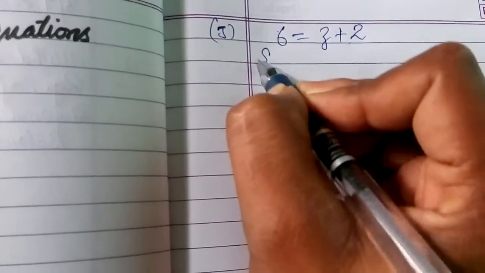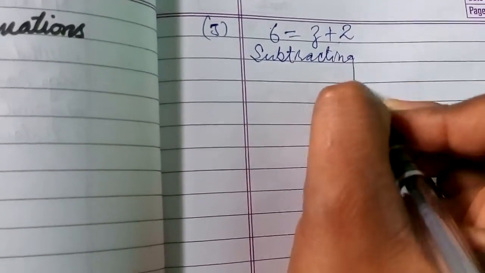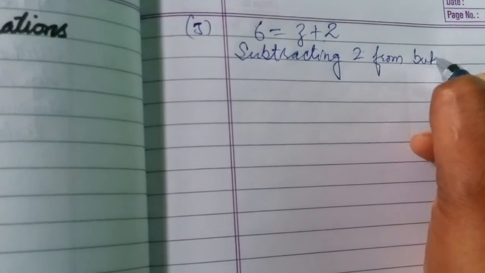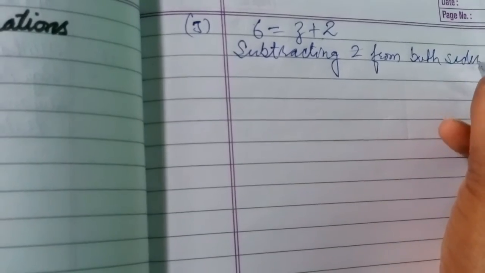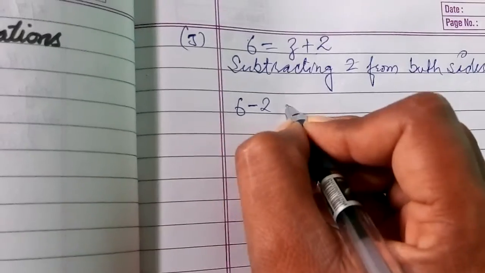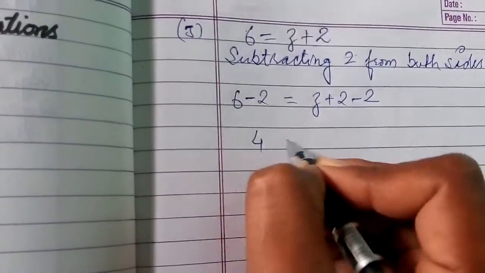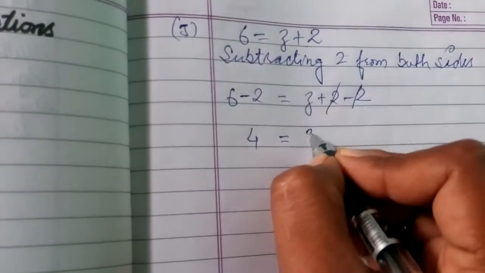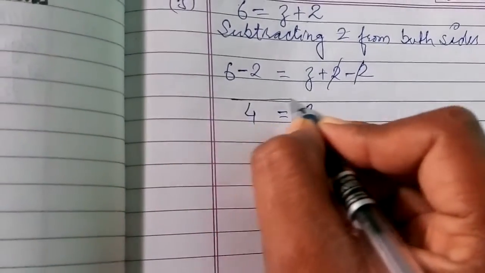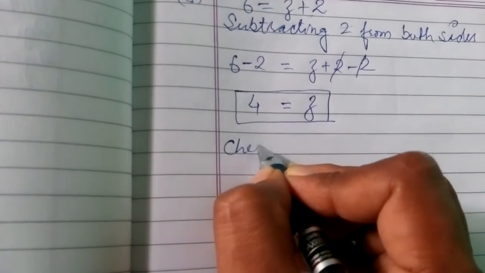So again, subtracting 2 from both sides. So 6 minus 2 is equal to z plus 2 minus 2, and 6 minus 2 will be 4 and these will get cancelled, so you'll get the value of z is equal to 4. It's very simple. Now let me check whether my answer is correct or not. So checking.